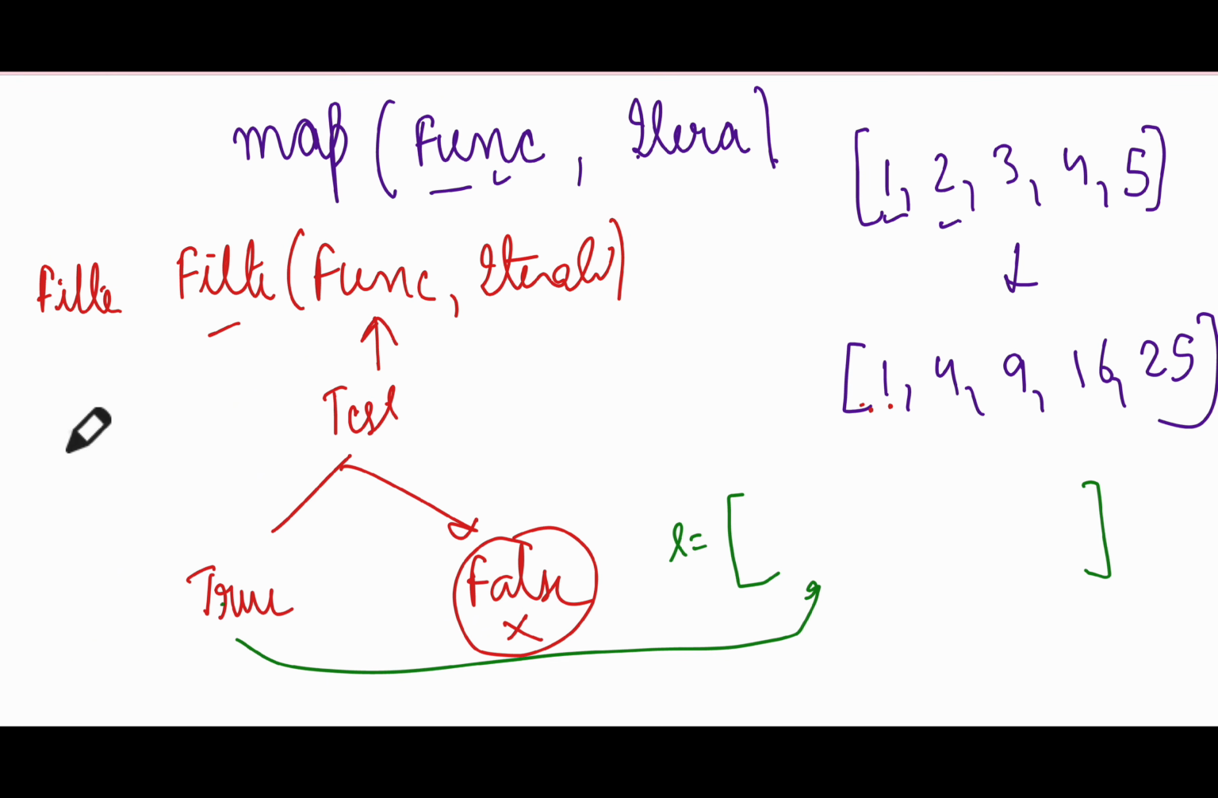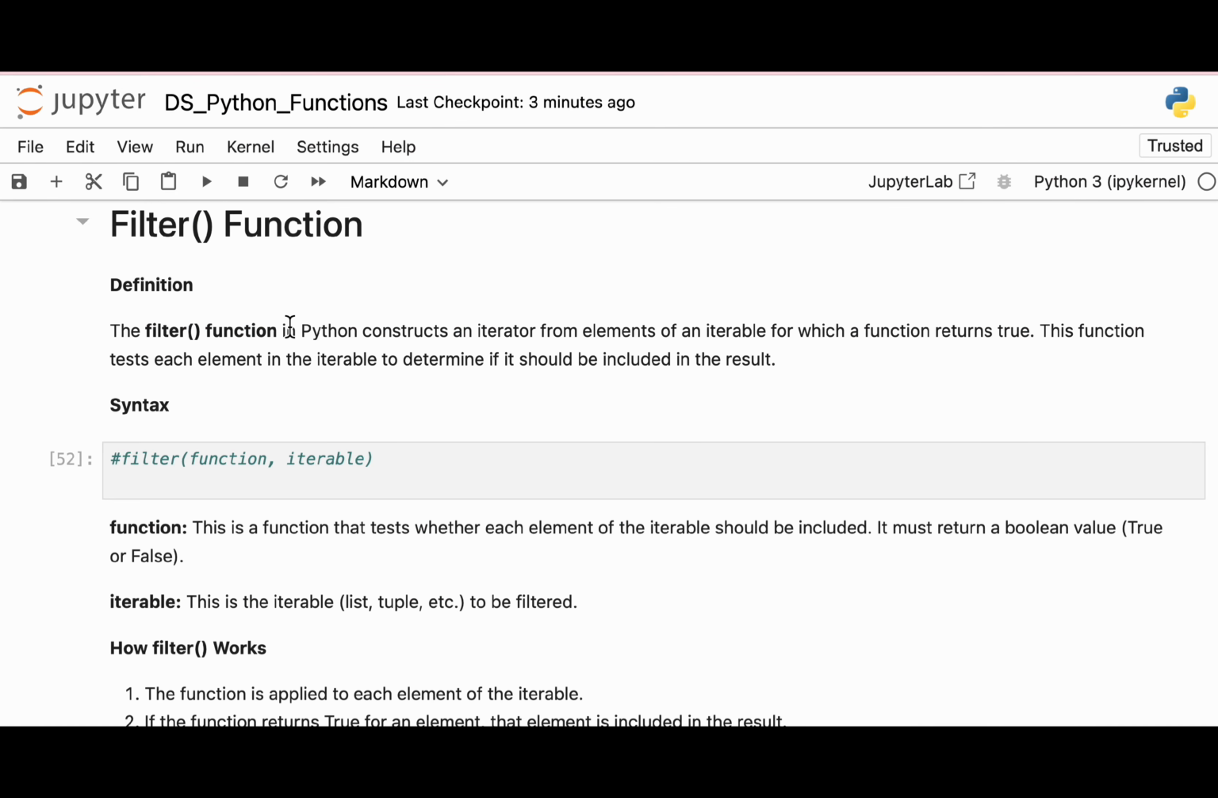Why do we call it filter? Think of a filter that gets a lot of values. It only passes those which satisfy the condition, true. So that's the only difference from map. Map applied to everything, but filter passes the function to certain values only. So the filter function constructs an iterator from the elements of an iterable where the function returns true. This function tests each element in the iterable to determine if it should be included in the result or not.